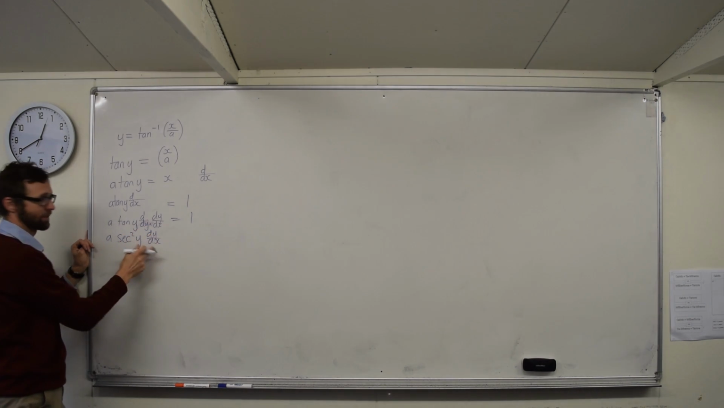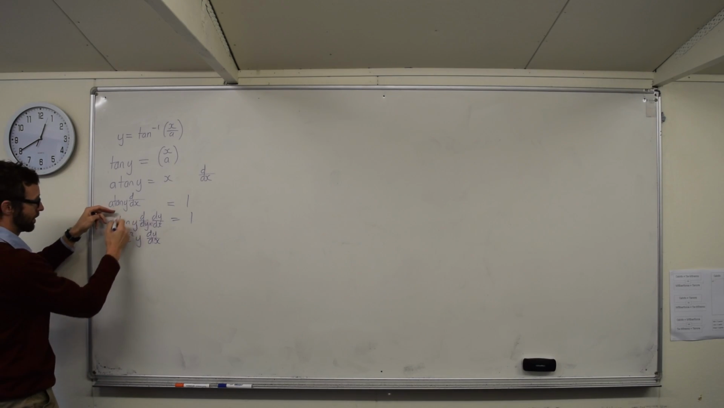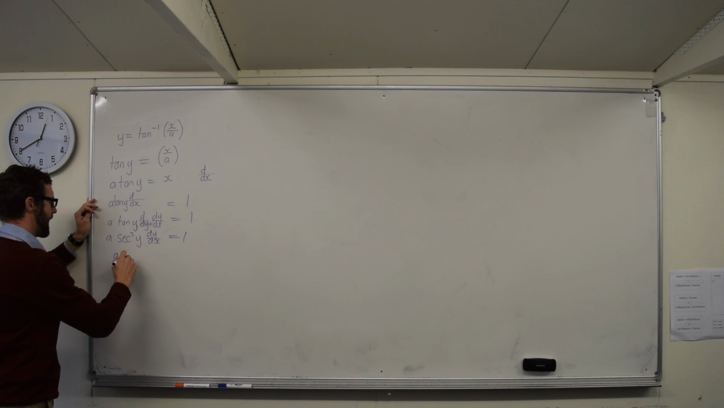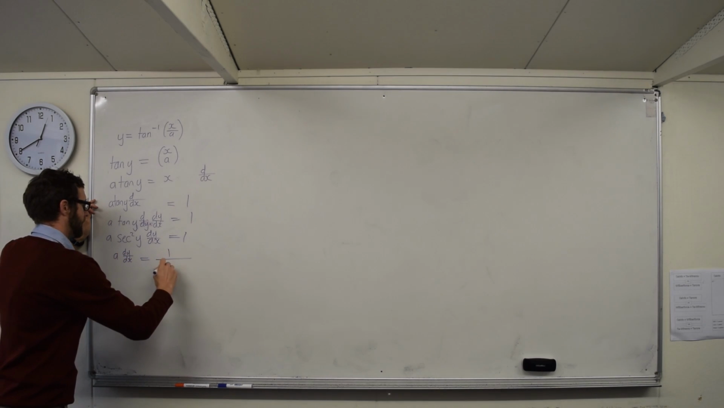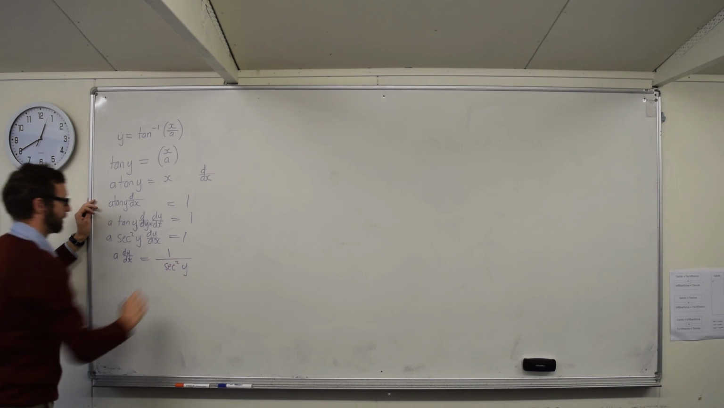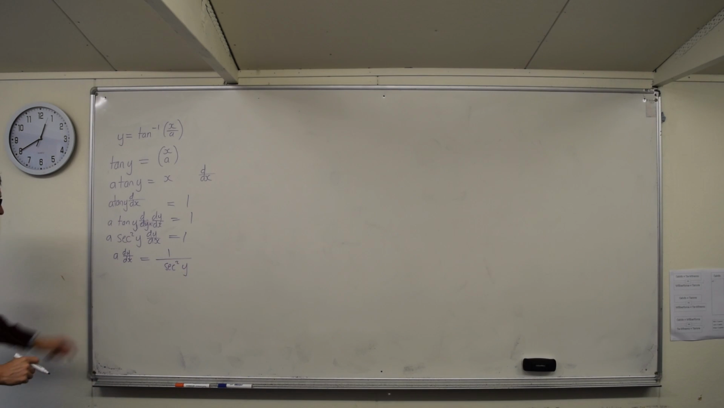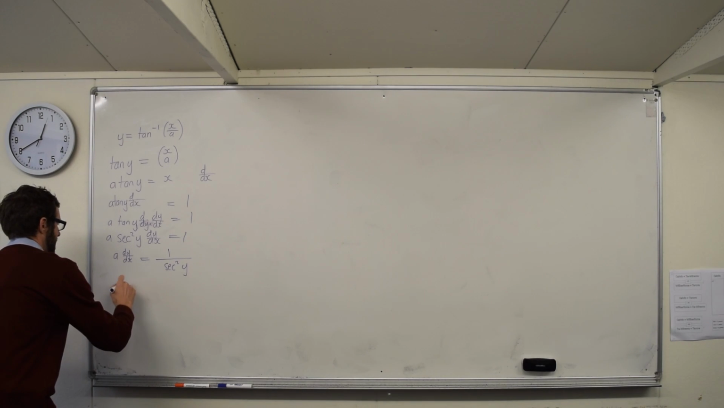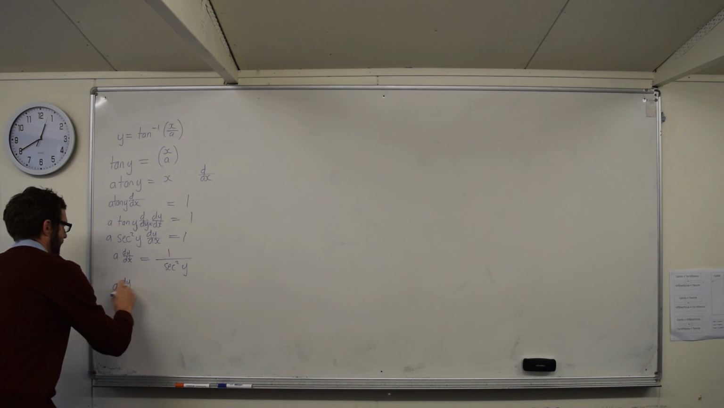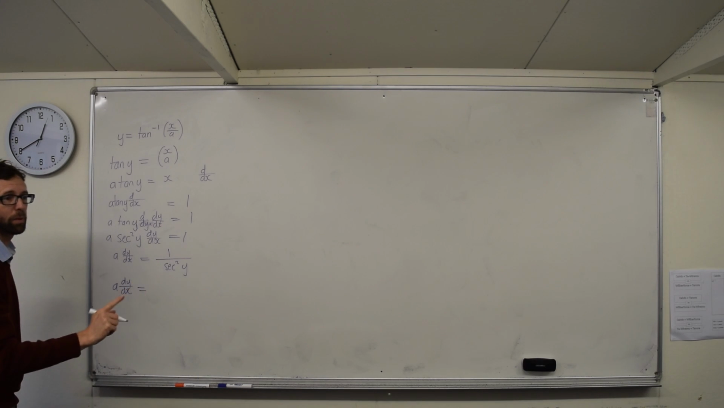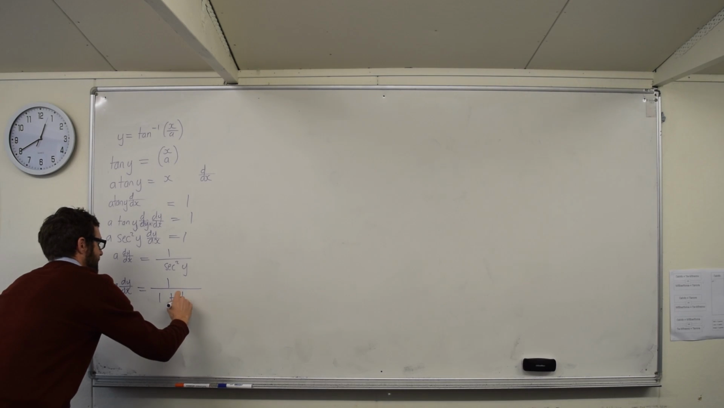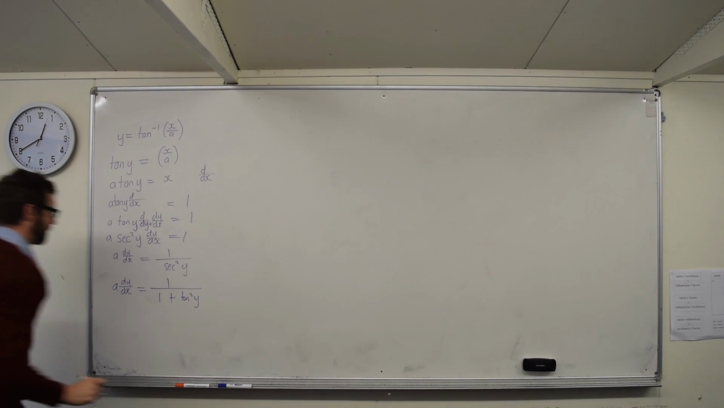So that sticks around, doesn't it? So we've just done that bit. Equals 1. And the next step would be to go a times dy dx is equal to 1 over sec squared y. Now we can write this another way. We've got our rule where sec squared y is equal to 1 plus tan squared y. So now we're at 1 over 1 plus tan squared y.